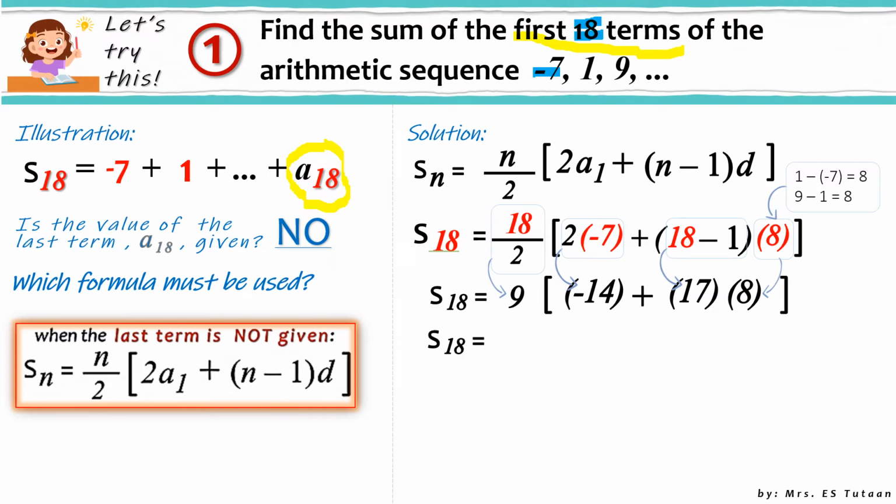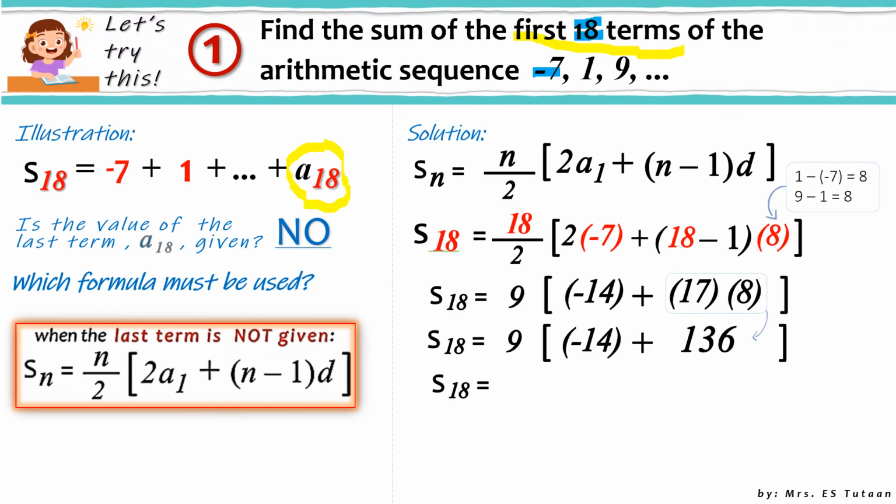So, again, the next step is simplify ulit natin ang pwede nating isimplify. So, wala tayong gagawin sa 9. Copy 9, and then copy negative 14, and then plus, and then simplify natin yung 17 times 8. So, don't forget the grouping symbol. Napaka-importante ng grouping symbol. Kapag wala ang grouping symbol natin, pag hindi natin sinulat yan, possible na malito tayo kung ano yung mga susunod natin isi-simplify.